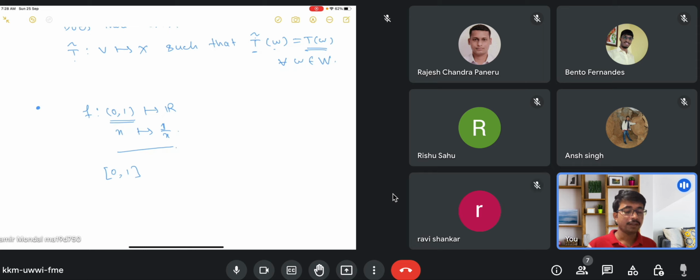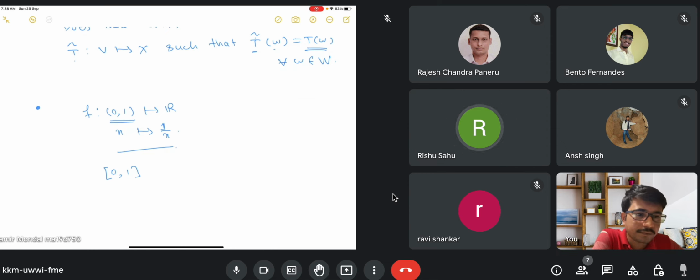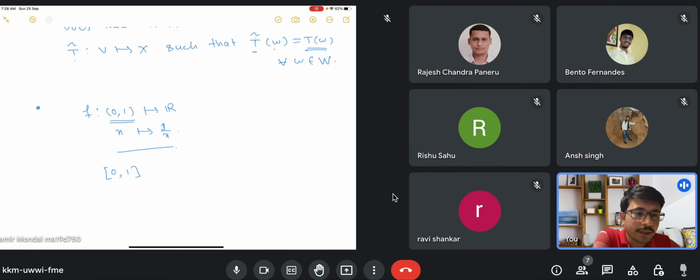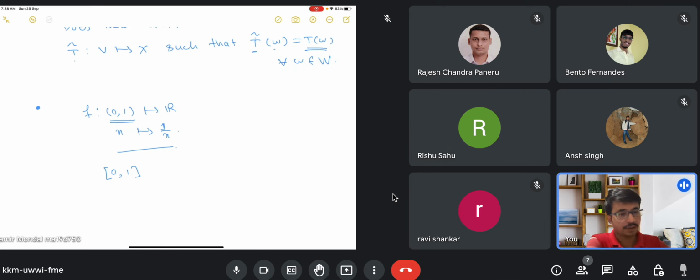Sorry. If we remove 0 from the real numbers, then it is defined. This map is defined. So if we remove 0 from the real numbers, then it is defined. Yeah, this I agree.